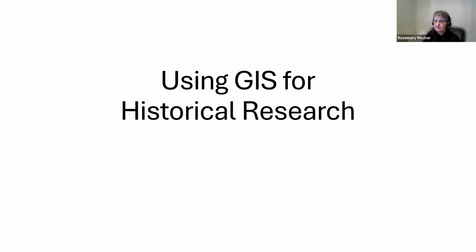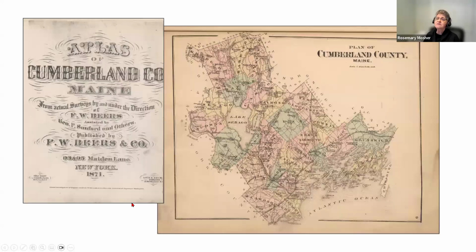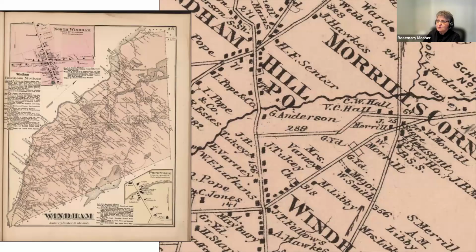So I'm going to start off here with trying to get my screen. There we go. So this was sort of the first thing that a lot of us do when we start thinking about historical GIS. This is an 1871 Historical Atlas by F.W. Beers. They created them for most of the state. There are other atlases as well. This one I happen to like. And this was Cumberland County. This is what it looks like when you zoom in and do a high resolution scan. So a lot of detail here, as you can see.